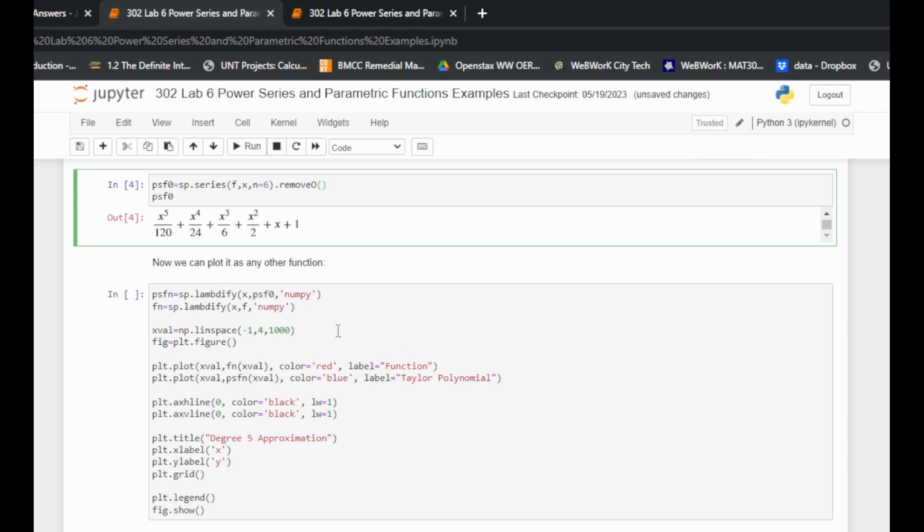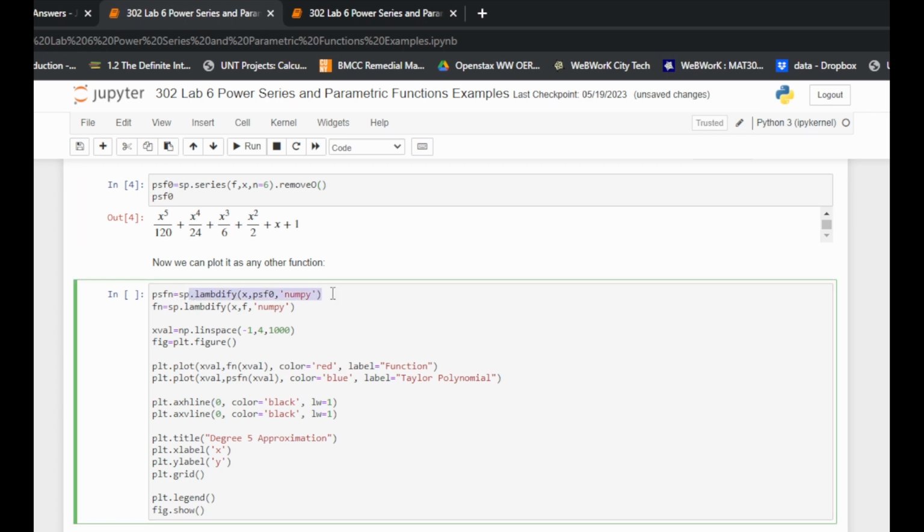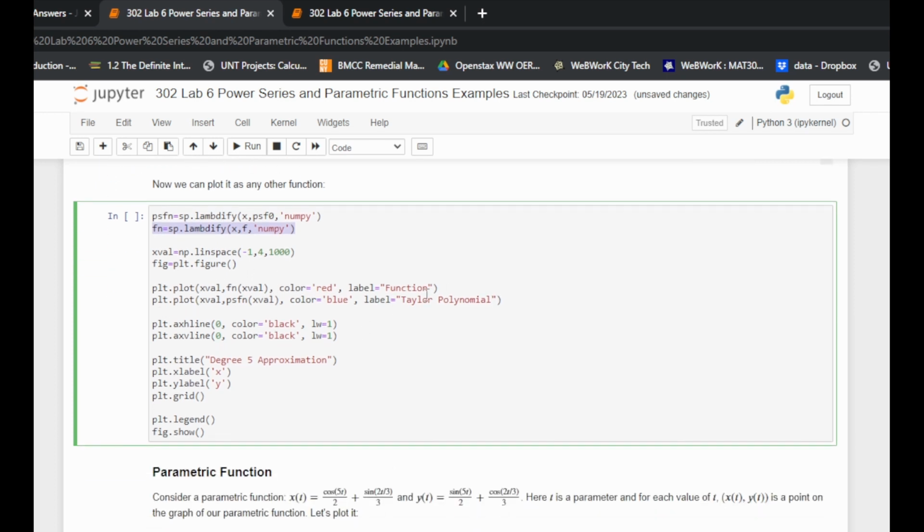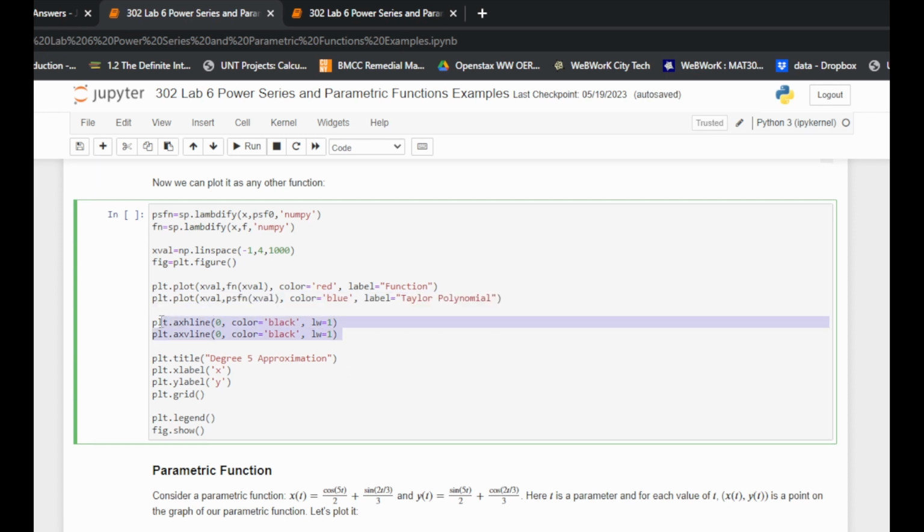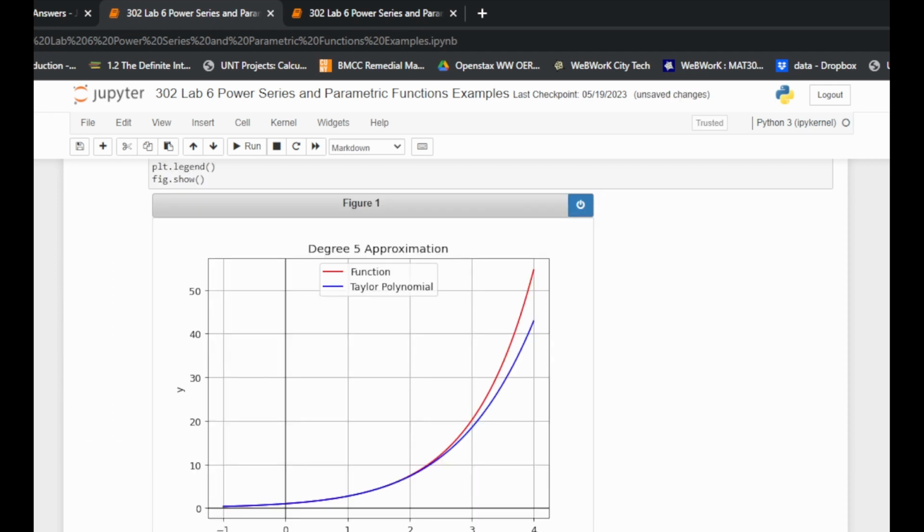So for example, let's plot it in this case. I will lambdify my polynomial. I will also lambdify my actual function, so I'll plot both of them. I will plot the function in red and my approximation in blue. I'll plot my axes, and I will add a legend since I labeled everything. So let's see what it looks like. As you can see, in red I have my function, and in blue this is the Taylor polynomial.